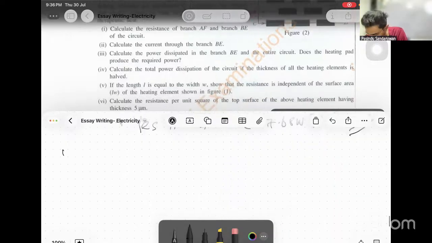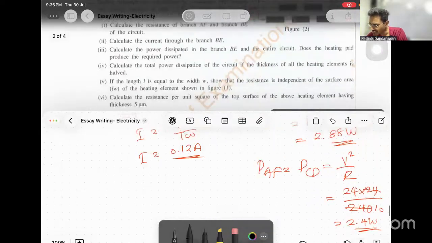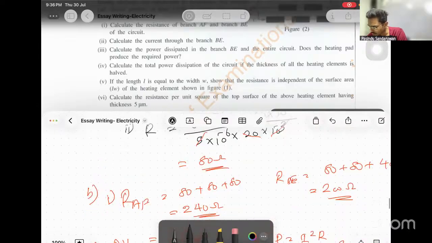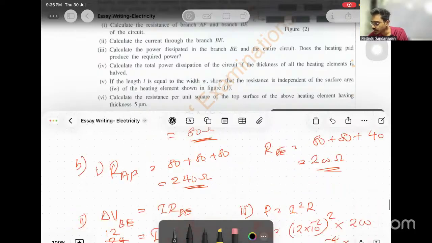Part 4. Calculate the total power dissipation of the circuit if the thickness of all the heating elements is halved. Okay. If the thickness is halved, resistance becomes... Now, what was the equation we proved? The thickness equation: R equals rho L over dW.